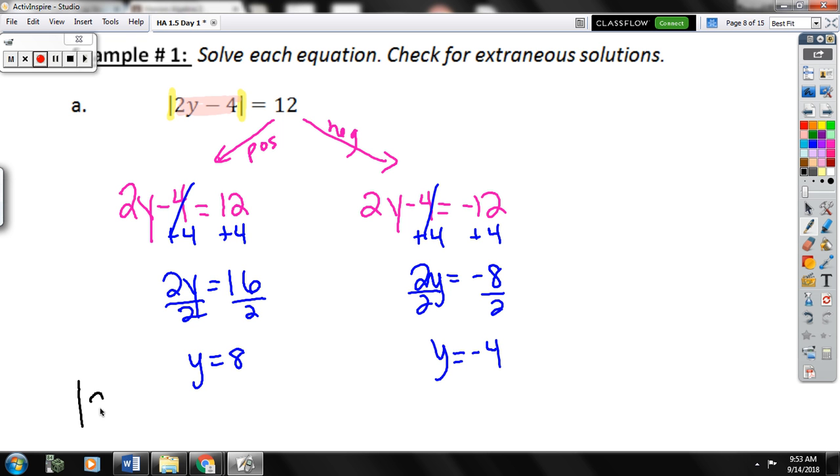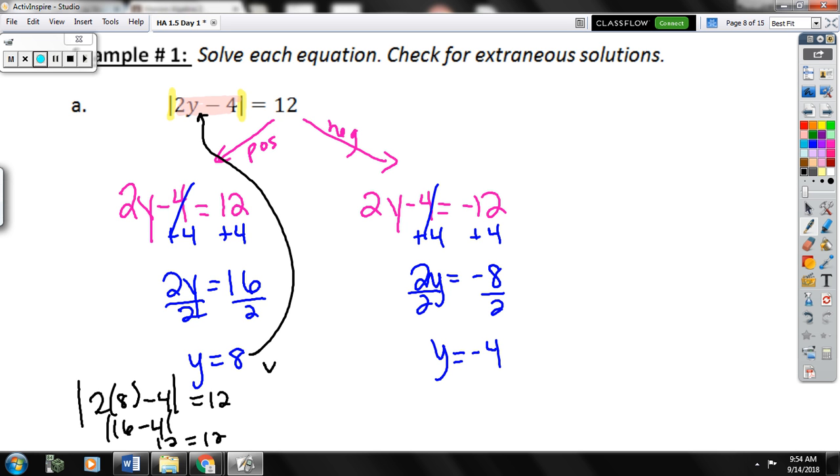Now, I'll show the check, to show you in case you want to have work. So we would have 2 times, we're taking this answer and plugging it back in for y. In the original, not this one, the original. 2 times 8 minus 4 equals 12. So we'll get 16 minus 4, which is 12. 12 equals 12. So that one works.